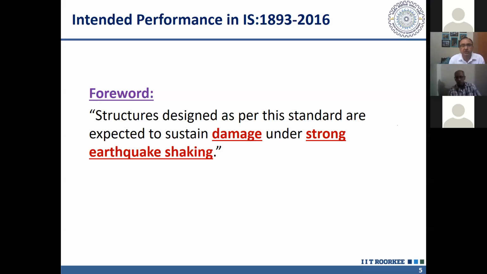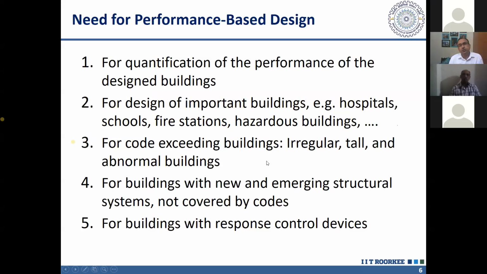And moreover, we have several other structures which are important after an earthquake. Those structures we want to remain operational. That cannot be ensured with the current design practice. And that's why we have to look for a more advanced design practice, which is available in the form of performance-based design. So in which cases may we need to perform performance-based design?